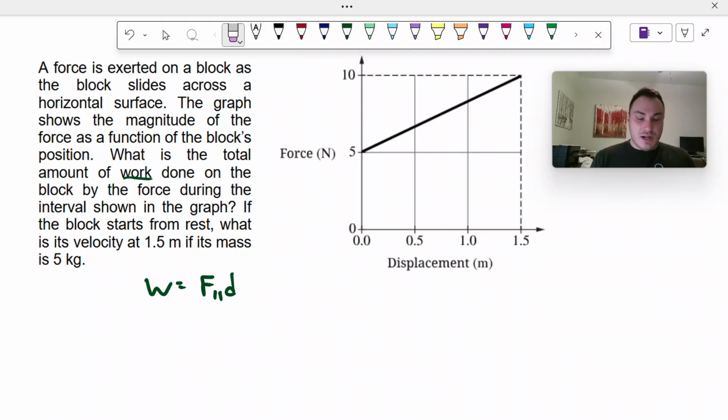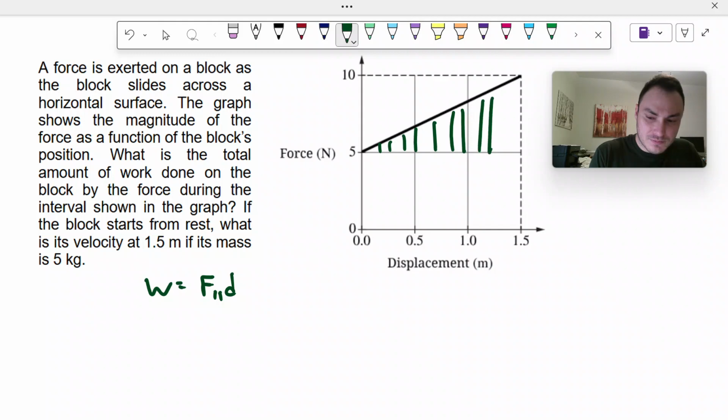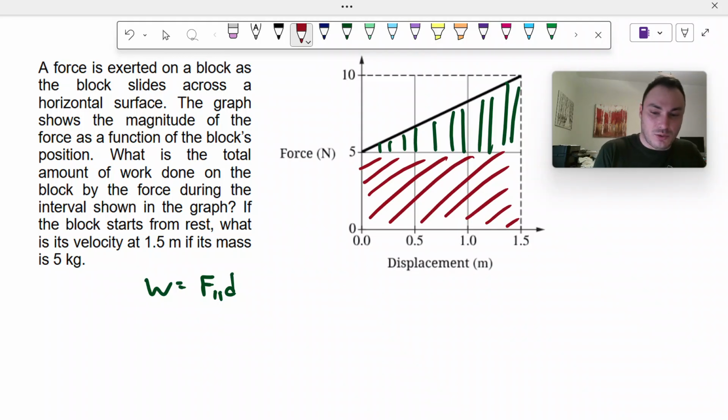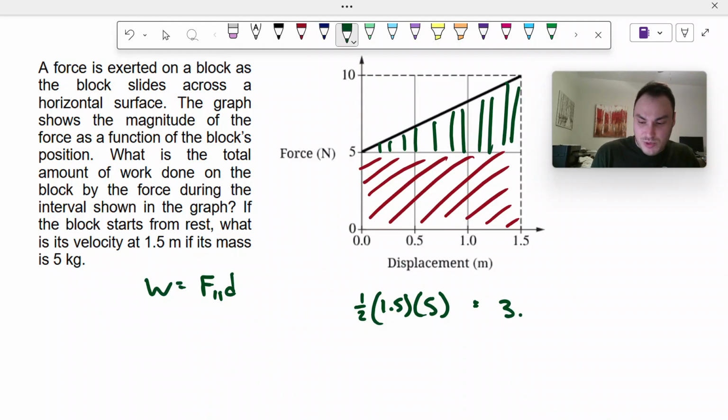So let's go ahead and do that. We need to get the area under this curve to get the work done. What is the total amount of work done on the block by the force during the interval shown on the graph? So to get the area under this curve, let's take this in two parts. Let's take the area under this triangle and add it to the area of the rectangle underneath the triangle to get the total area. So the triangle area is 1/2 times base, which is 1.5, times height, which is 5. That is 3.75.